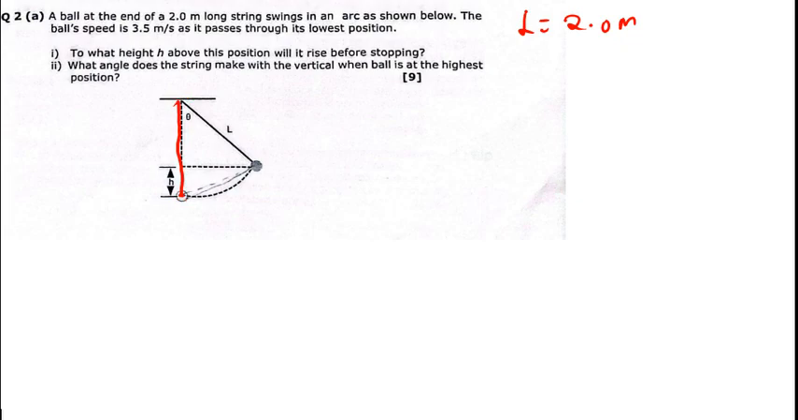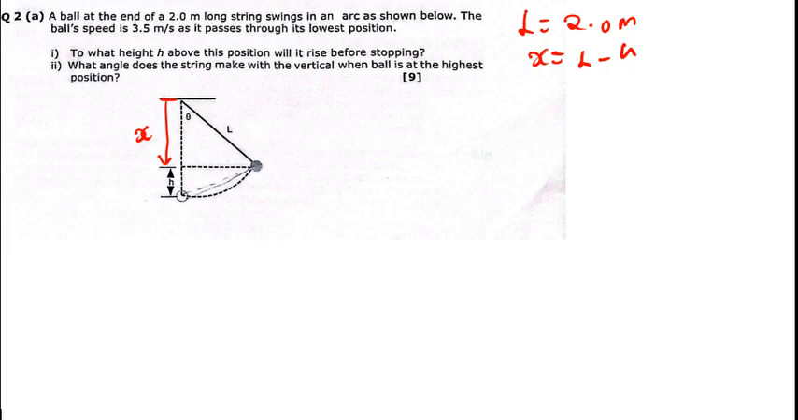Meaning that for me to find this part here, it's going to be L minus H, of which I don't know H for now. So let's call this X. Meaning that for me to find X is going to be L minus H. But the first question is asking us to find the H. So let's go.